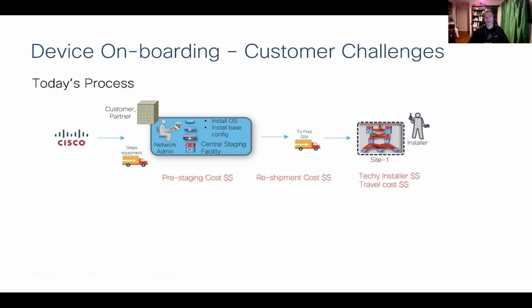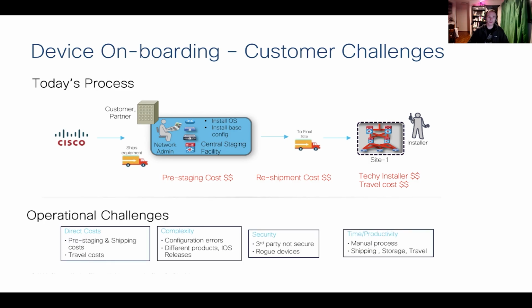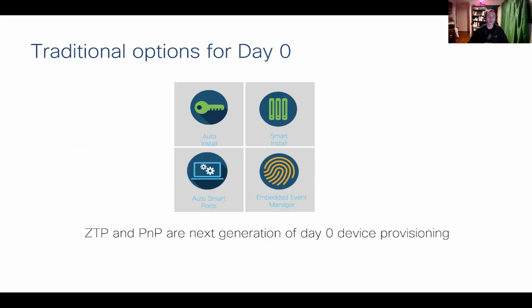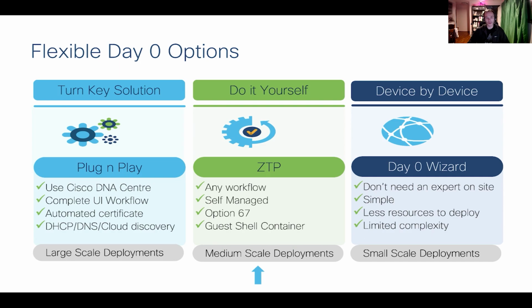Then the device is either sent or shipped to the final site and then actually installed. So there's a couple steps in the way here, and each of these steps has a time and a financial cost, as well as operational challenges on all sides. iPXE, ZTP, and PnP all help with some of these operational challenges. ZTP and PnP are really the flexible solutions for Day Zero device provisioning. Today we're really just focusing on iPXE, which isn't as flexible as these solutions.